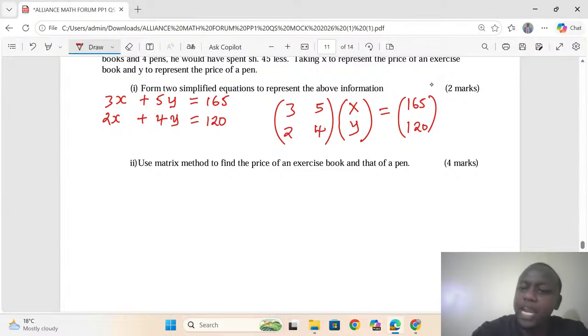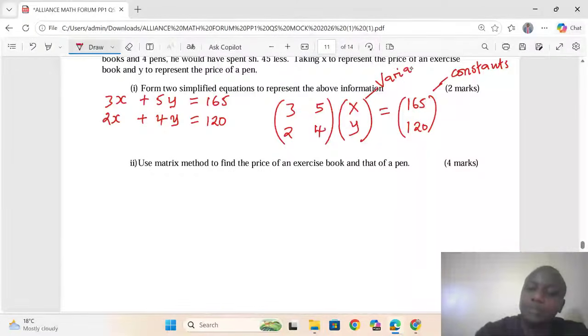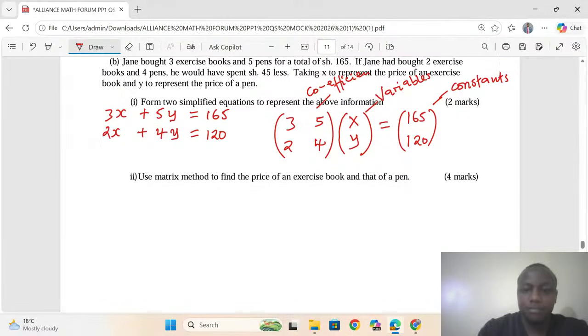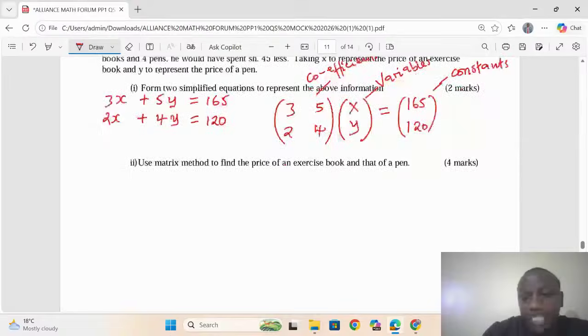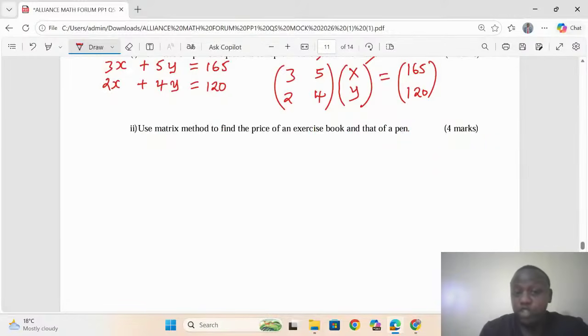Though you don't have to name them. This is the constants matrix. This is the variables matrix. And this one is the coefficients matrix. So we have a matrix equation and linear equations. Use the matrix method to find the price of an exercise book and that of a pen. We solve for X and Y, in other words.